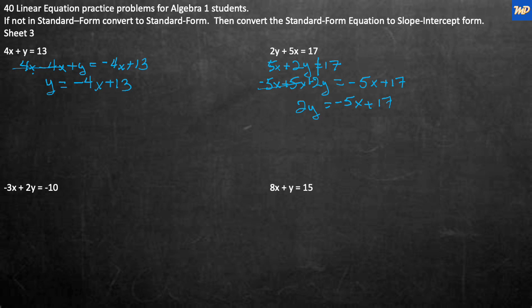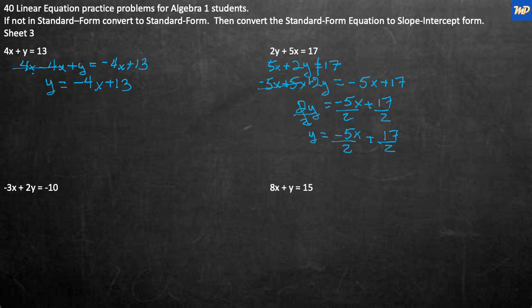We have to get the y by itself, which means get rid of the 2. The way to get rid of a 2 multiplying the y is to divide by 2, to make it 2 over 2, which makes a 1. So we're going to divide all terms by 2. You can do whatever you want as long as you do it to both sides of the equation. The 2's cancel. We end up with y equals negative 5x over 2 plus 17 over 2. Next problem.